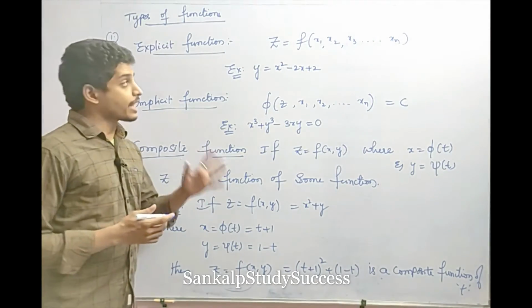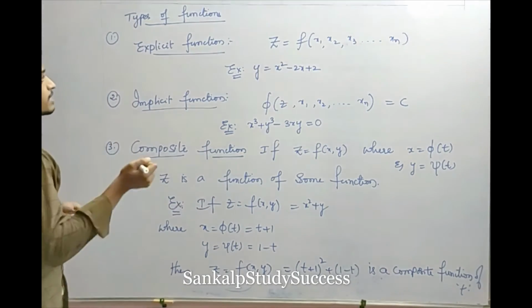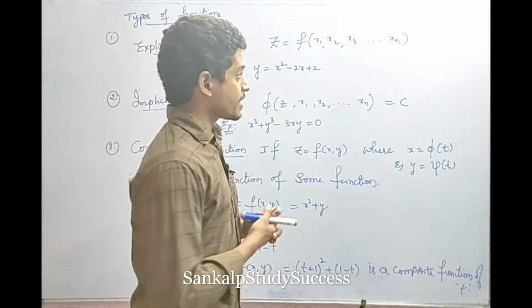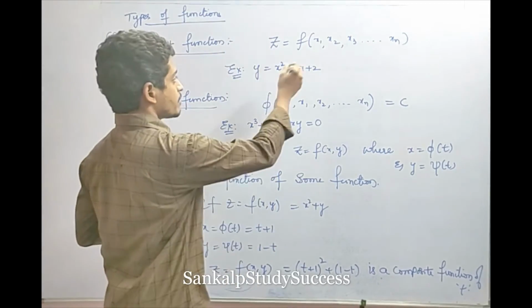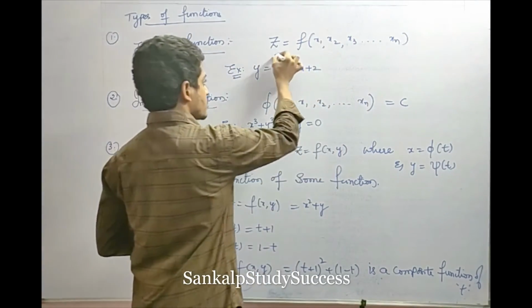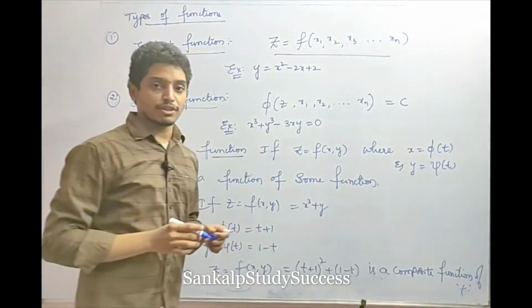Okay, next one, types of functions. So the first type is explicit function. So friends, what do you mean by explicit function? See, for example, if we can say z equals f of x1, x2, x3, and so on, xn. If any function is in this format, it is called an explicit function, friends.